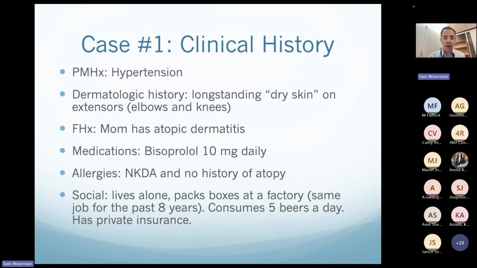He had long-standing, what he called dry skin on his extensors, in particular on his elbows and knees, for which he had used creams. His mother had a diagnosis of atopic dermatitis. Again, his only medication was bisoprolol. He didn't have an allergy to any medications, no history of atopy. He lives alone. He's been employed with the same company doing the same thing for the last 8 years, packing boxes, consuming 5 beers a day, and he has private insurance.